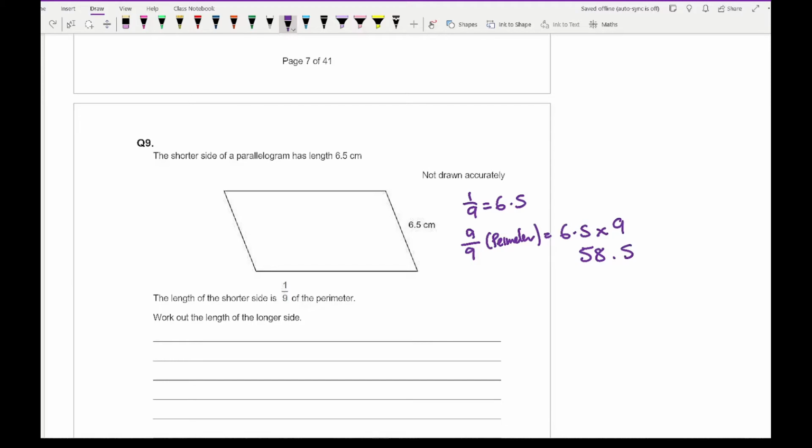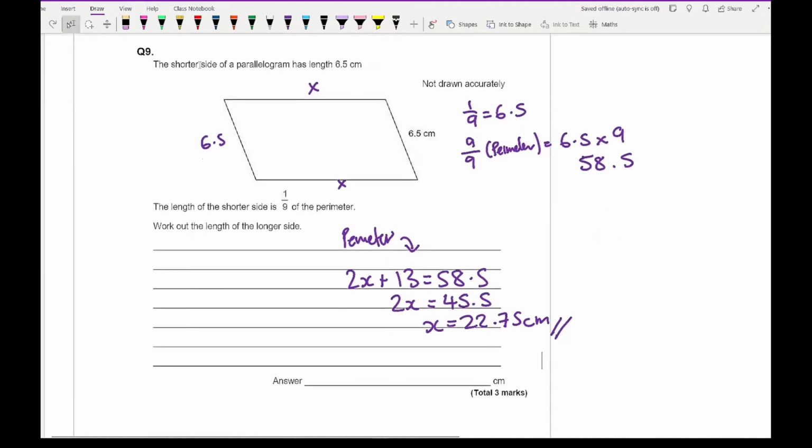So then, if I call this x, and this is 6.5, that means the perimeter is going to be equal to 2x plus 6.5 plus 6.5, which is 13, equals 58.5. And then all I've got to do is solve this equation. So 2x equals 45.5, and so x equals 45.5 divided by 2, which is 22.75 centimeters. And there's my final answer for that one.